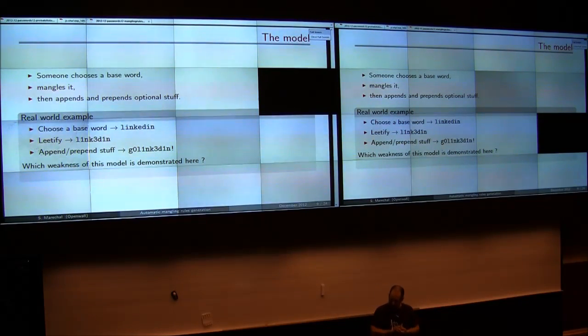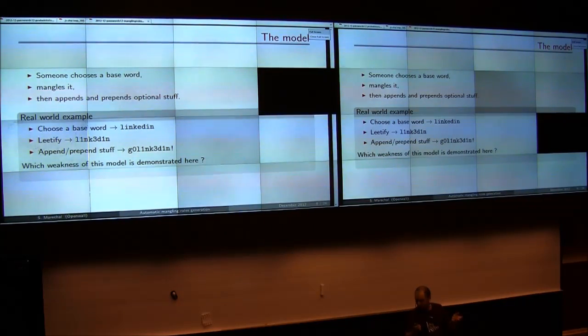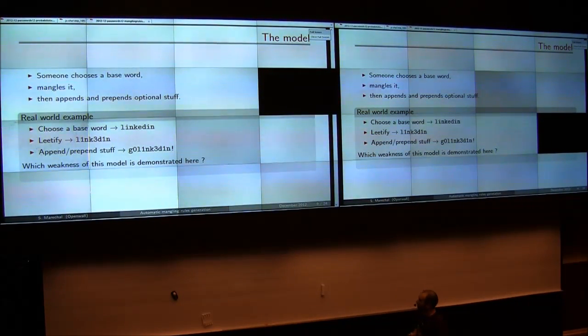So, in my model, someone chooses the base word in the dictionary, he mangles it, and once it is mangled, he just appends and prepends stuff. So, as an example, here is a real password from the LinkedIn leak. So, somebody takes LinkedIn, he leetifies it, and then he appends go and an exclamation mark.